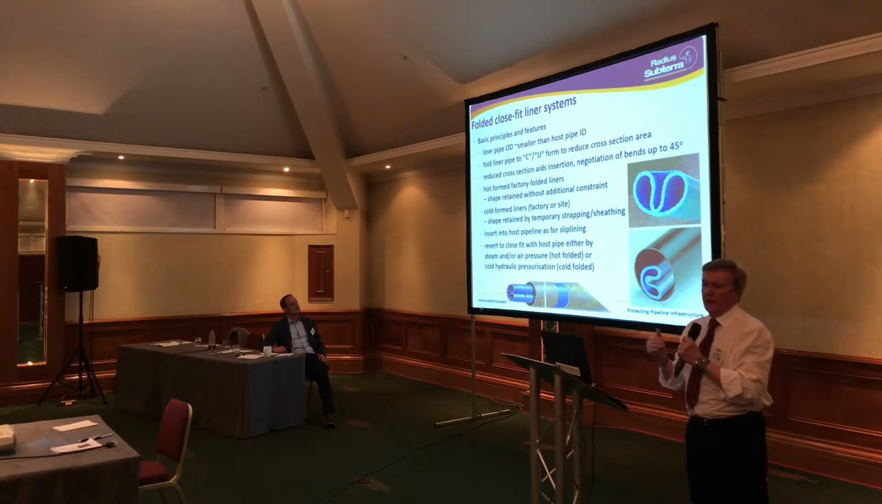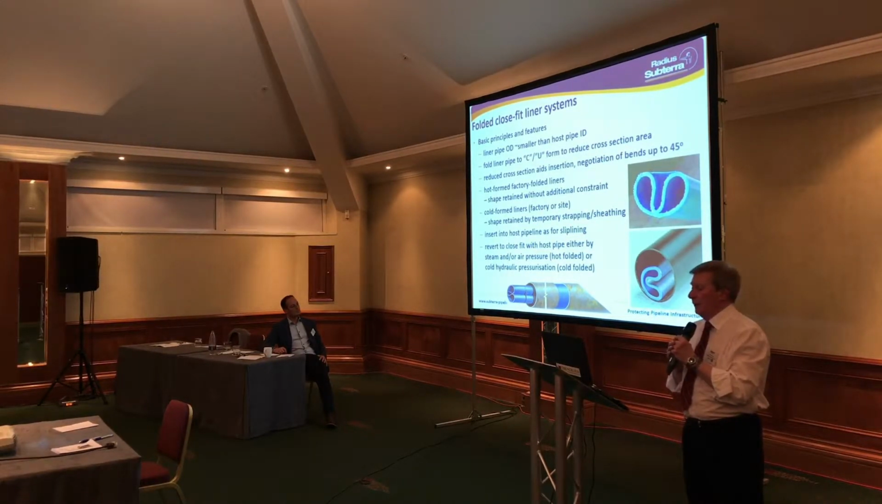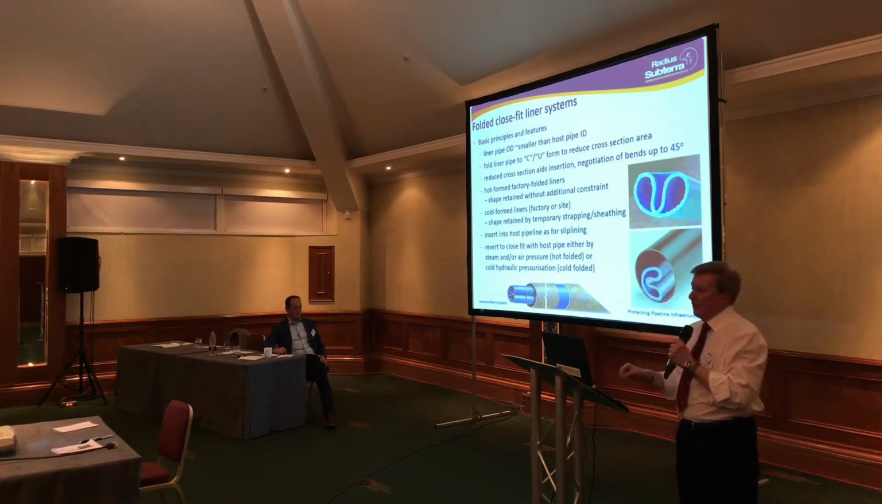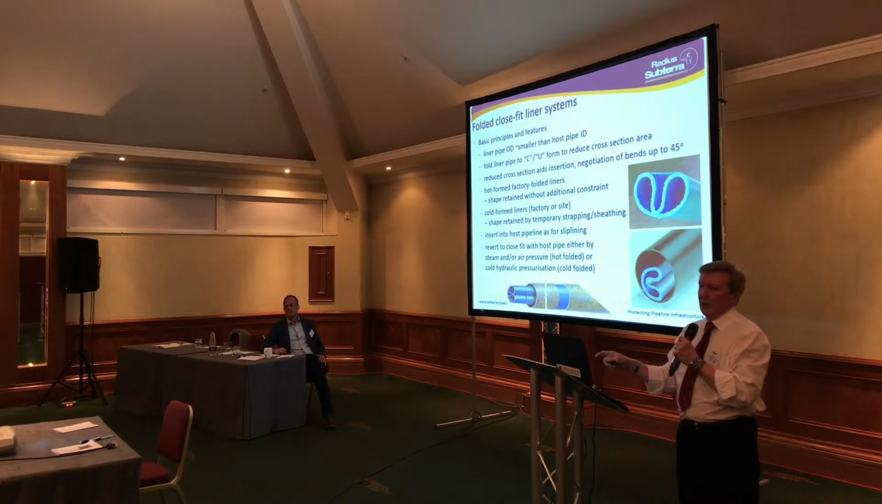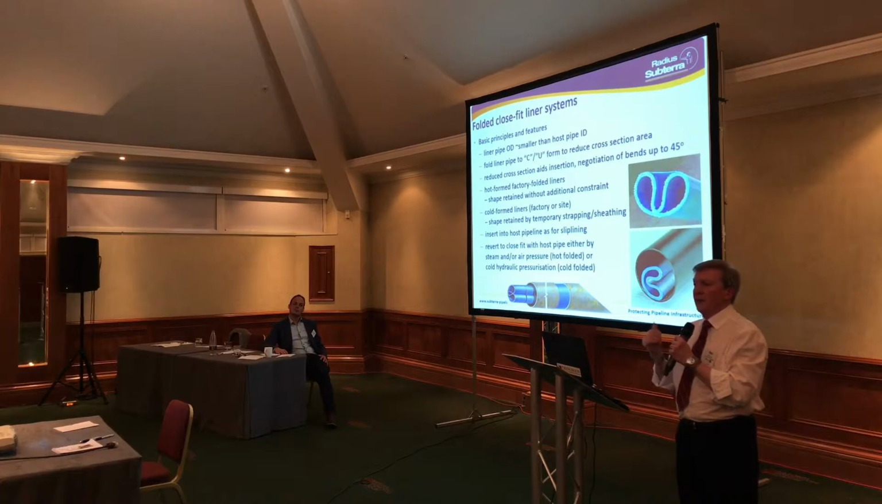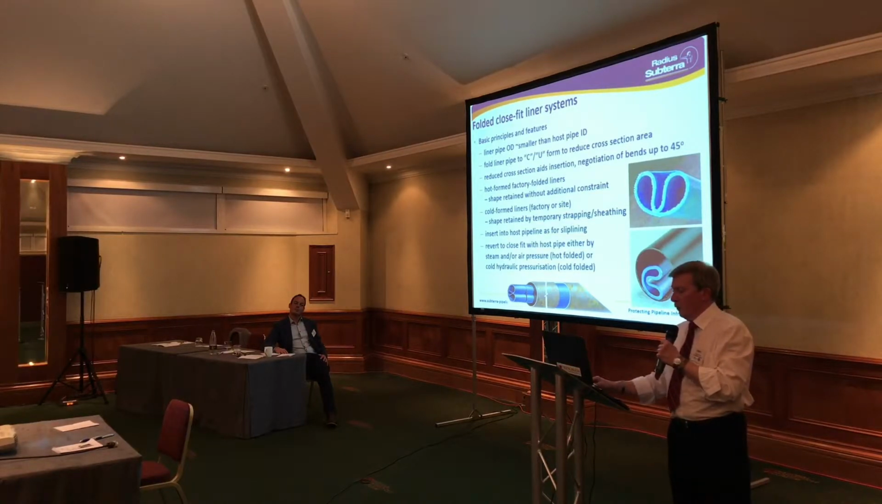The folding normally goes into a C or a U shape. That makes it easier to get the liner pipe into the host pipe, and actually enables you to get around some sharper bends. Hot formed factory liners, that U shape is retained without the need for any additional constraint, whereas the cold folded liners, they might be folded either on site or in the factory. They need some form of strapping to prevent the liner shape opening out and causing a problem.